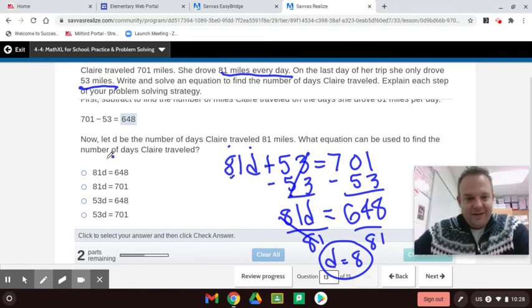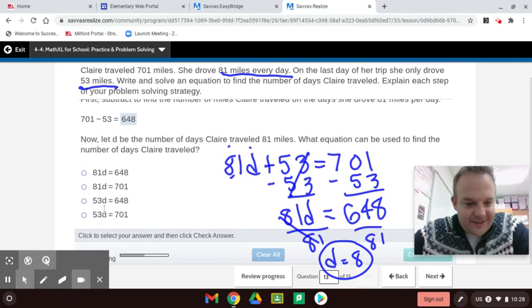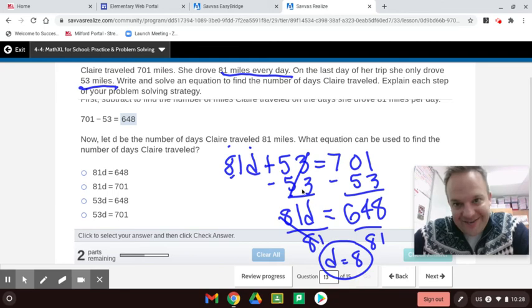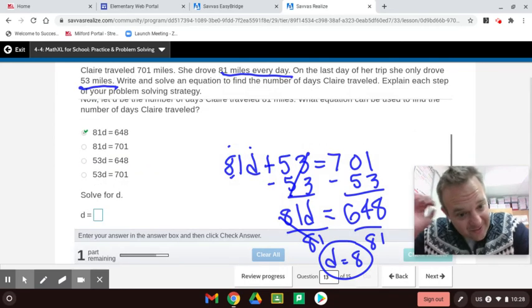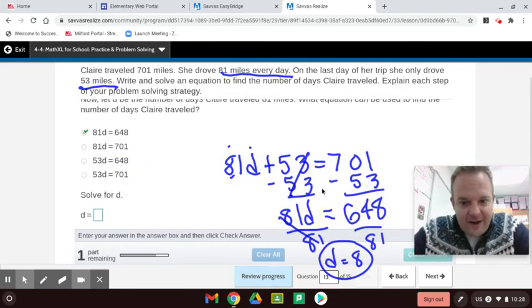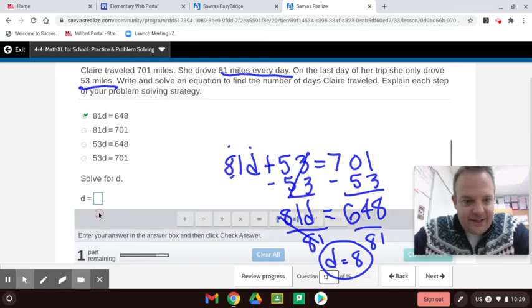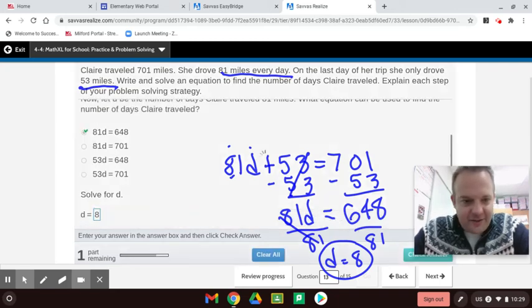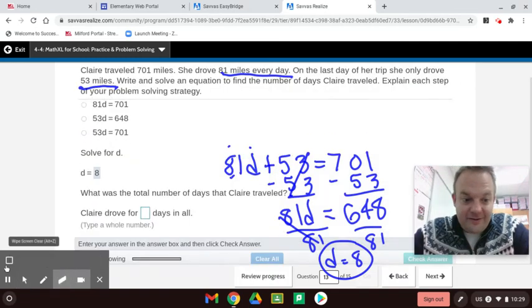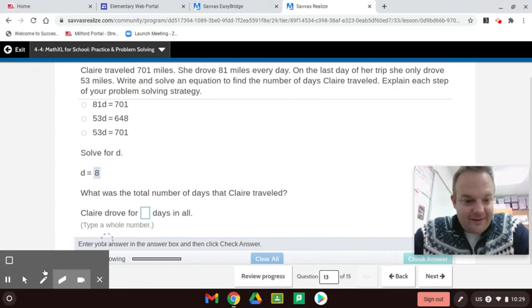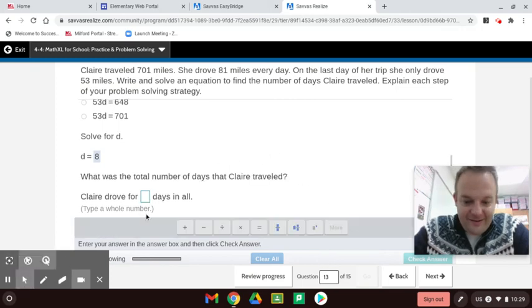All right. So what EnVision's doing is it's taking you each step. You're not quite doing all of this yet. Don't worry. Does this look intimidating? It's really fun to do. I'll teach you how to do it. So now we have 81d equals 648. They're taking you each step. And now you divide by 81 on both sides, and you get 8 days. Man, that's fun. This is good stuff. Guys, we're getting into some good stuff here. Oh, I love it.